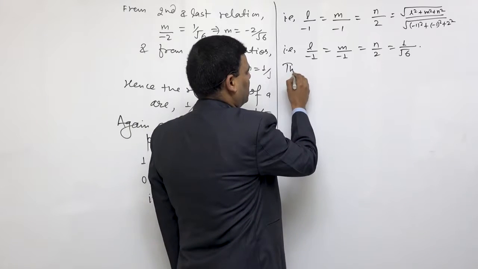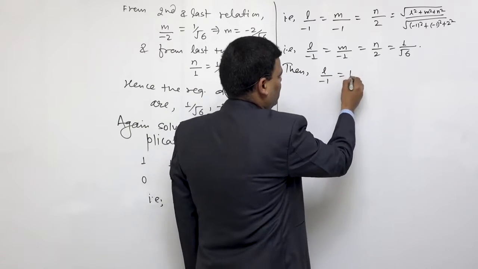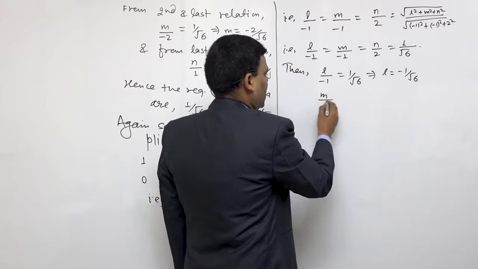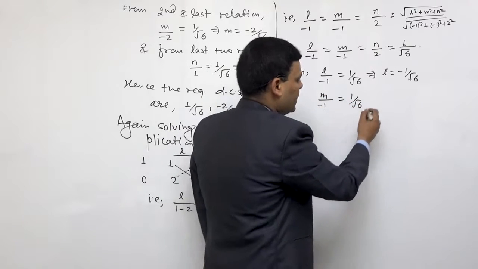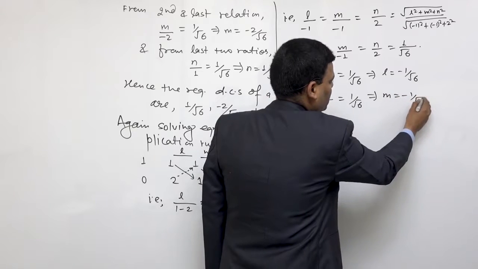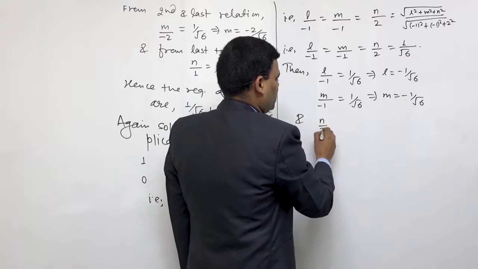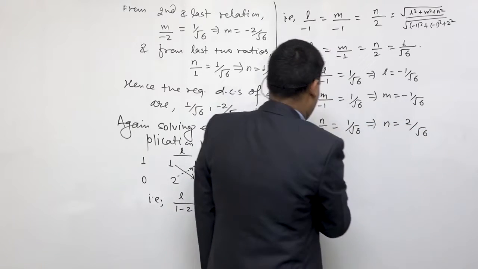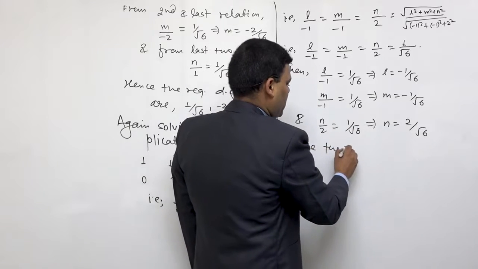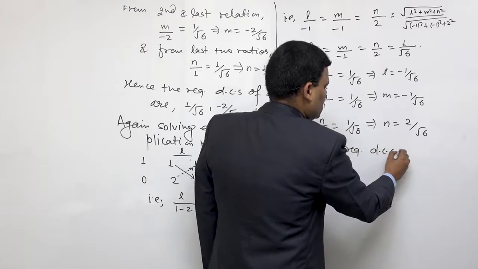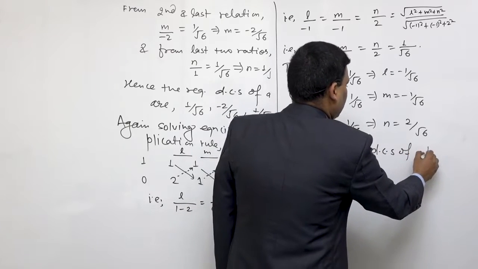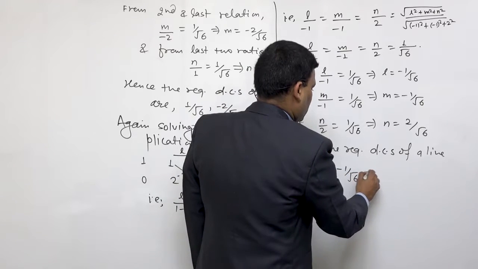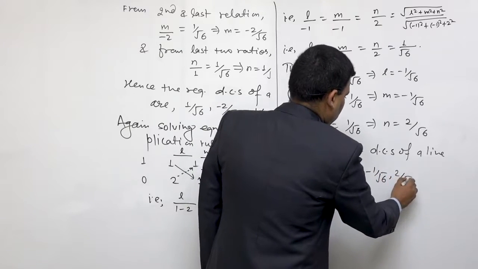Then L upon minus 1 equals 1 by root 6 implies L equals minus 1 by root 6. M upon minus 1 equals 1 by root 6 implies M equals minus 1 by root 6, and N upon 2 equals 1 by root 6 implies N equals 2 by root 6. Hence, the required direction cosines of a line are minus 1 by root 6, minus 1 by root 6, 2 by root 6.